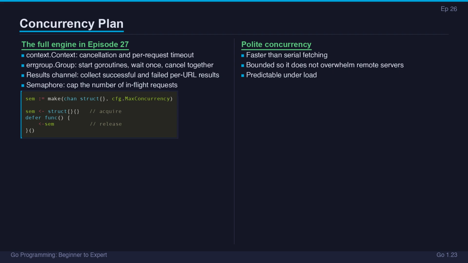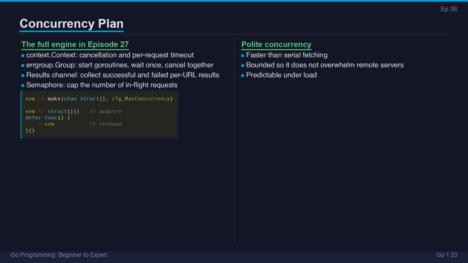The concurrency design has 4 pieces. First, context controls cancellation and timeouts. Every HTTP request should be tied to a context so slow work can be stopped. Second, WaitGroup coordinates goroutines and gives us one place to wait for them. Third, a channel gives goroutines a safe way to send results back to one collector. Fourth, a semaphore limits how many requests run at once.